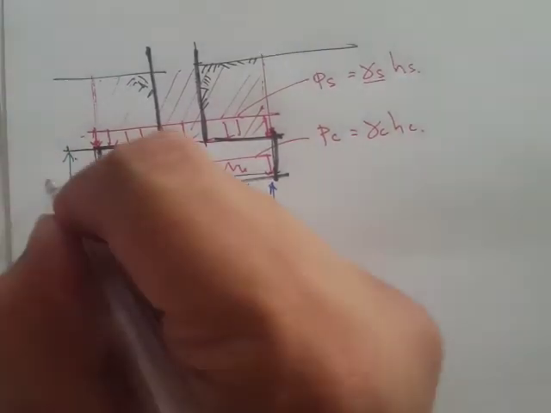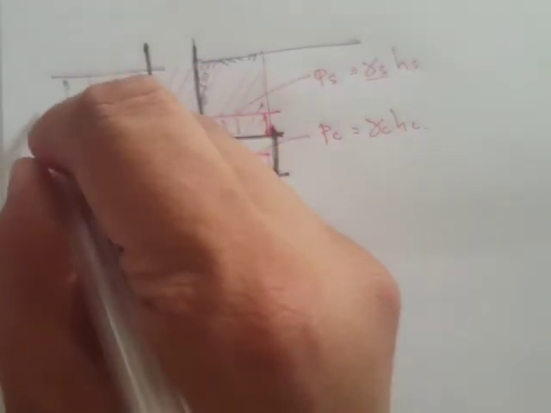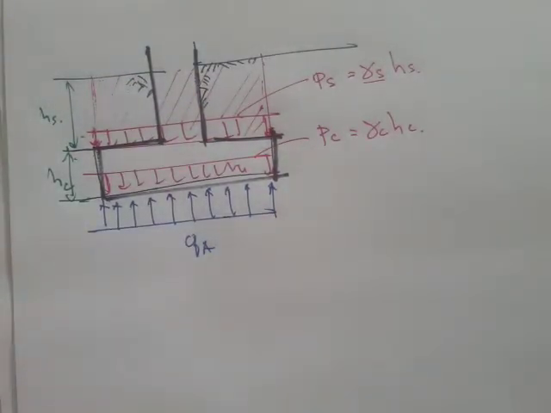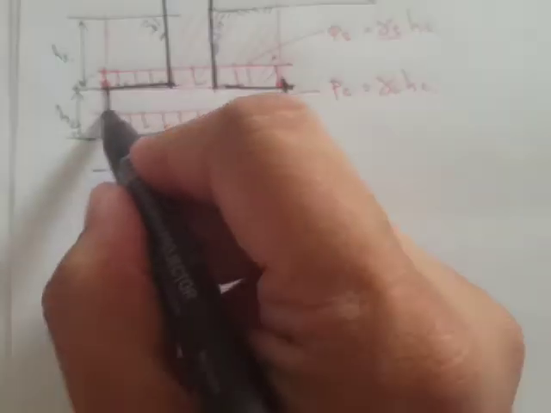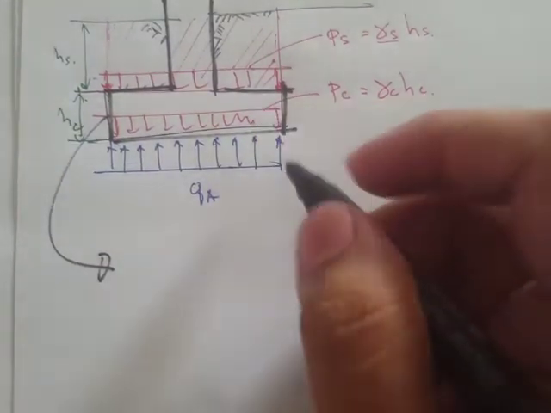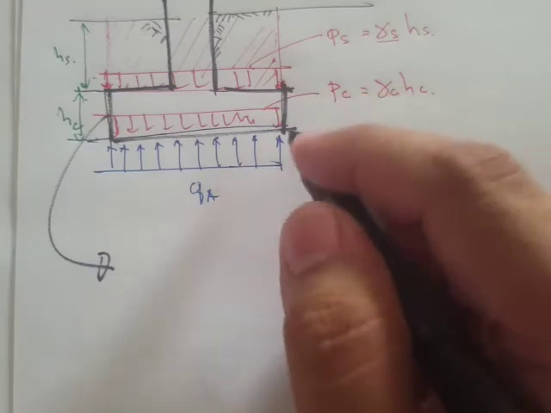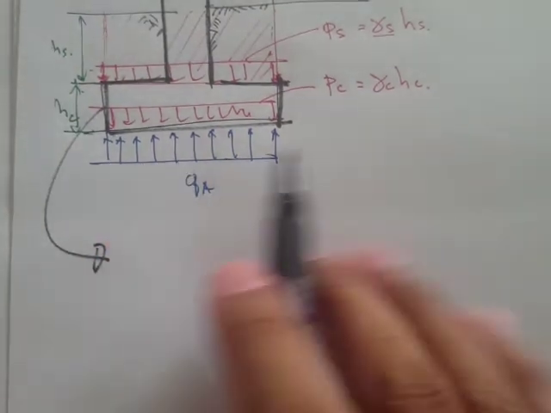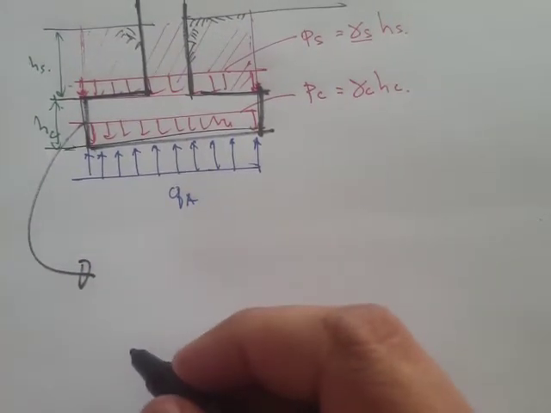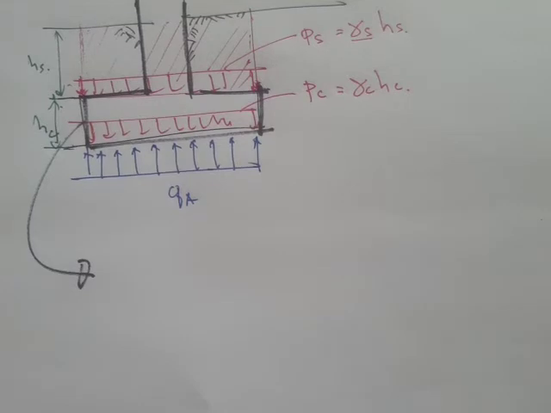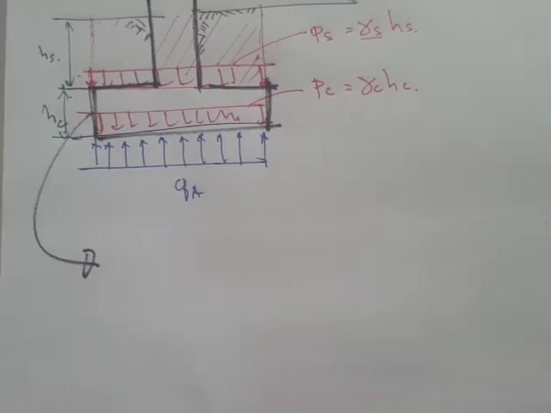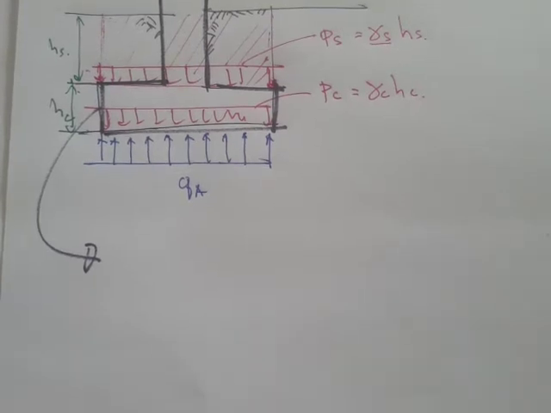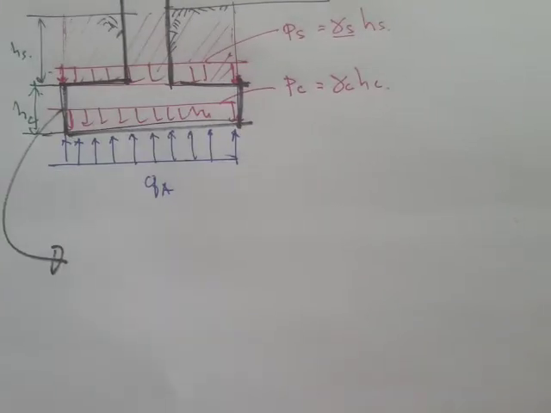Okay, so if this is H sub C, then this one would be H sub S. Now, how do we determine the effective depth of footing or the thickness of footing, this H sub C? You notice that we also have shear capacity of concrete, so the depth of footings is actually determined based on the shears.